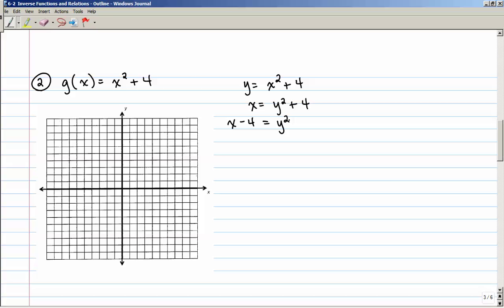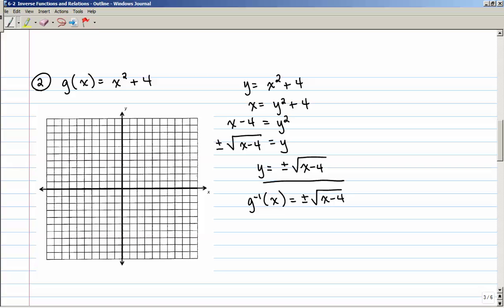And then I'm going to take the square root of both sides because I need y all by itself. To undo a square, I need to do the square root. So y is going to equal the square root of x minus 4. And whenever I do that, I have to do the positive or negative square root. So y equals plus or minus the square root of x minus 4. And to clean that up, we're going to use function notation. So the inverse of g of x is the positive or negative square root of x minus 4. Okay, so there's my inverse.